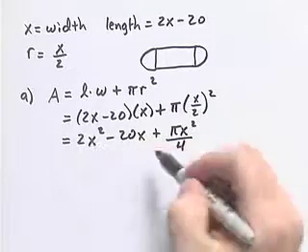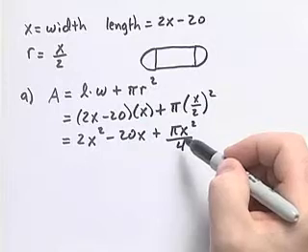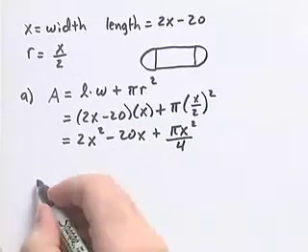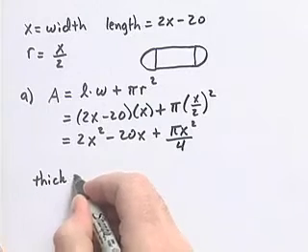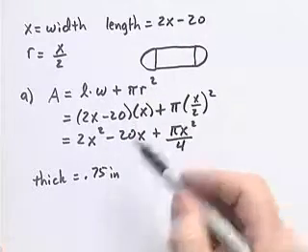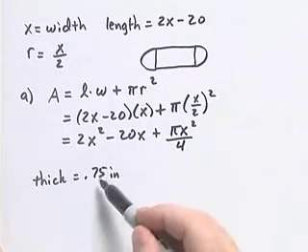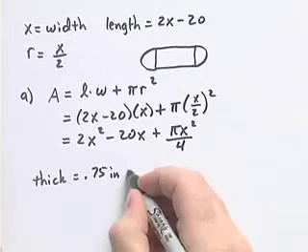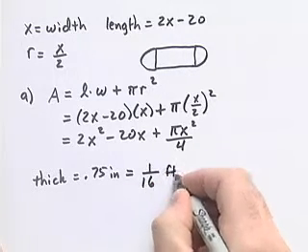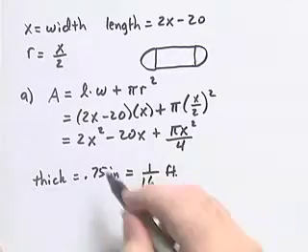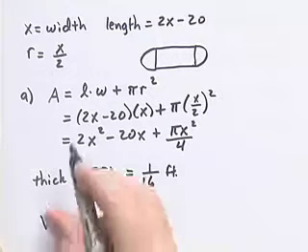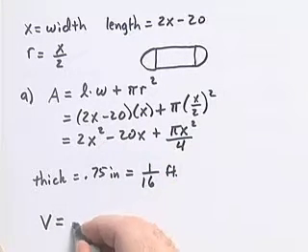And so we have this expression for the surface area in terms of x, but we want the volume. And we know that the thickness of the ice is 0.75 inches. Everything else we've done up here has been in feet, and here we have inches, so we need to make sure that we write this in terms of feet. And 0.75 inches turns out to be 1/16 of a foot. So we have all the same units here. To get the volume, we just need to multiply the area by the thickness.